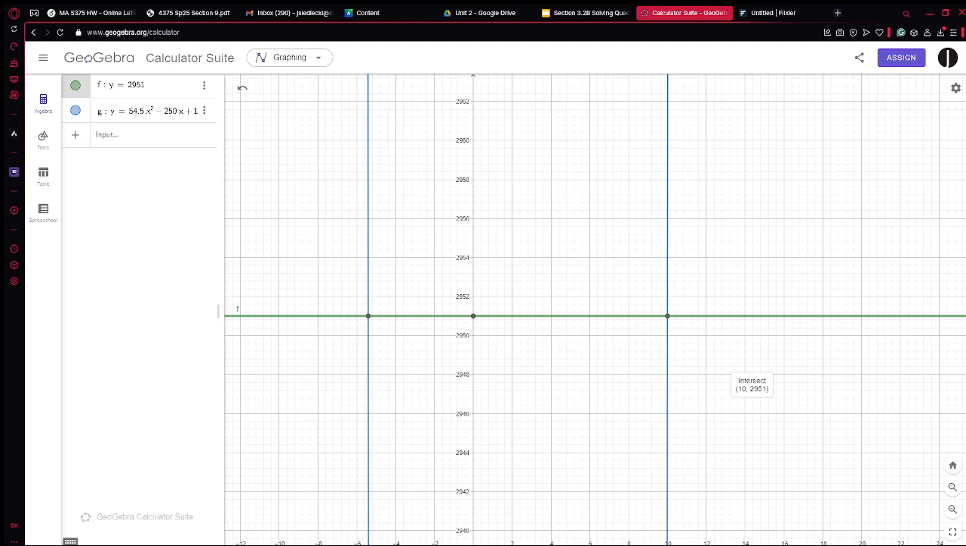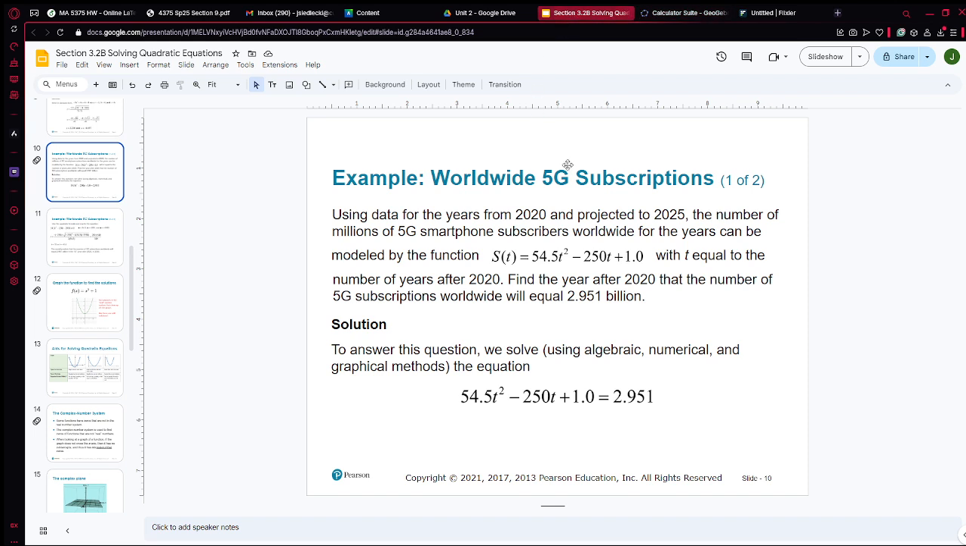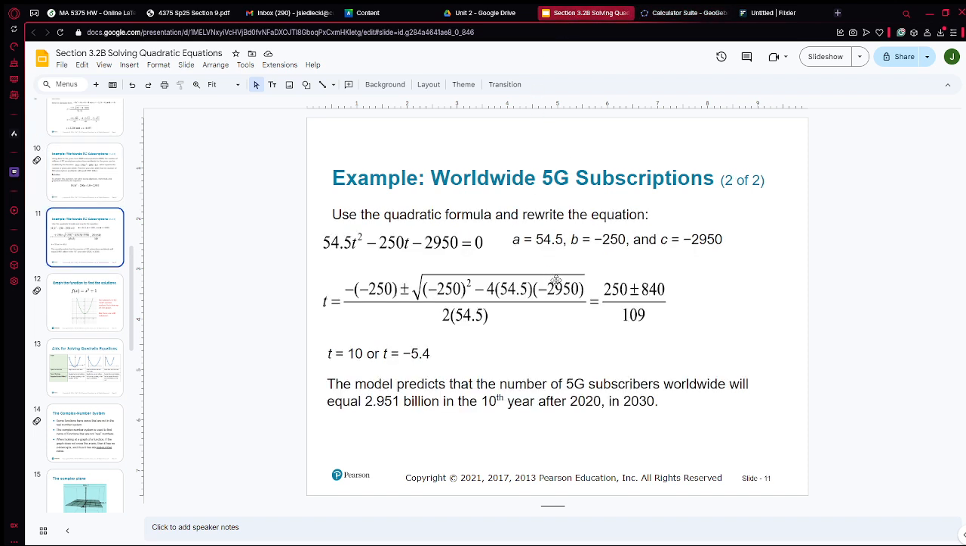Okay, so I did notice a little mistake, so I stopped the recording and restarted it there. I had actually imported the function improperly into GeoGebra, but if we have the correct function in GeoGebra and we try to find this intersection, we notice it's going to happen around negative 5.4 and 10. Okay, so now that we've got that, we want to say that when t is about negative 5.4 or t is 10, then we have solved this equation.